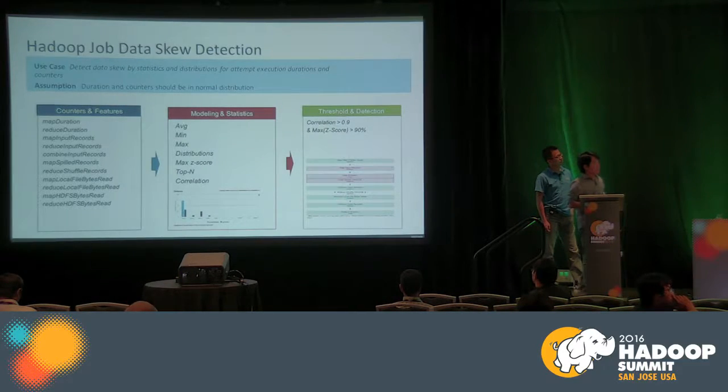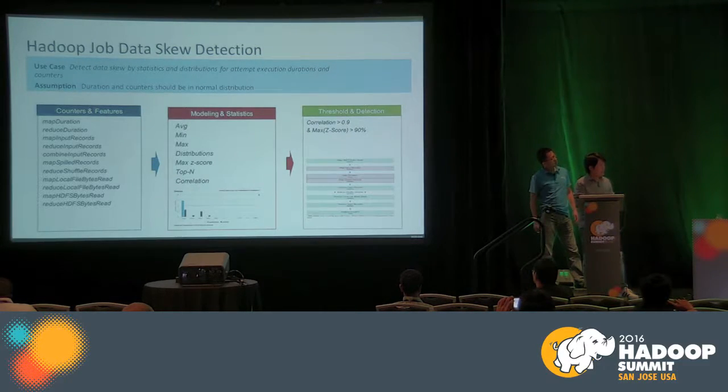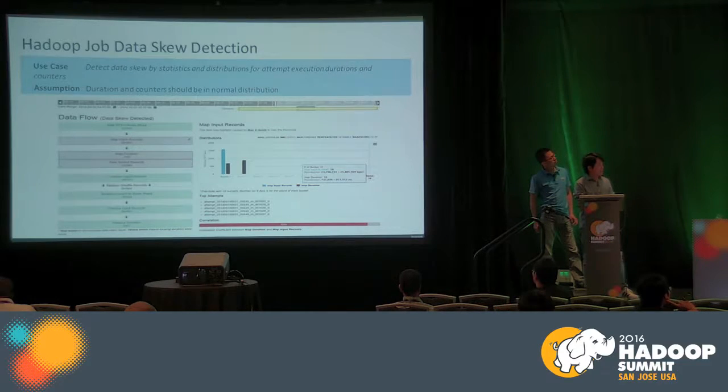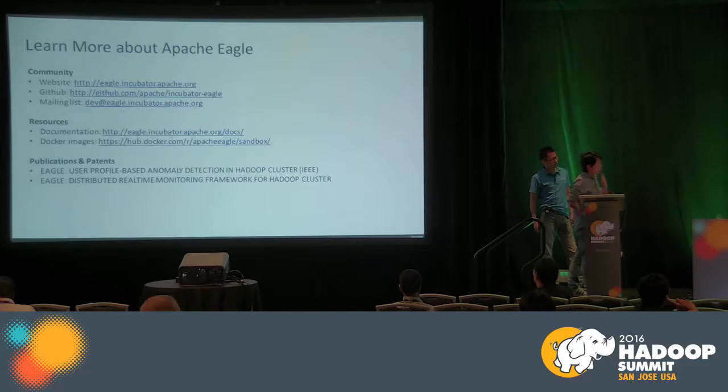Another is the job data skew detection. Job data skew is a very common problem in most companies, right? You have a lot of attributes, and any attribute may have the data skew problem. So in Eagle, we provide the data skew detection model. Okay, this is the data skew detection flow. We provide very detailed information.